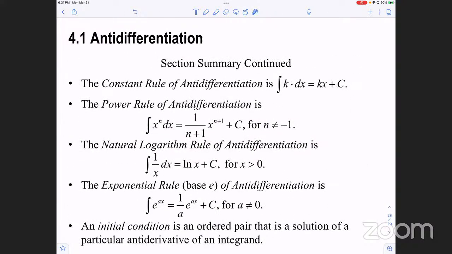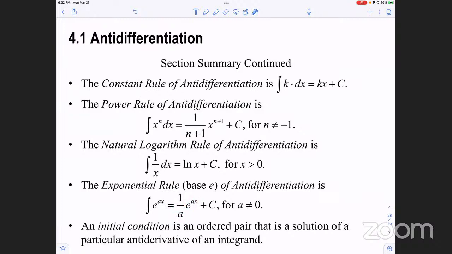The rules of antidifferentiation: the integral of a constant is going to be basically kx plus c. The power rule, the integral of a power is going to be x to that power plus 1 over that power plus 1, plus c, right? Again, where that power is not equal to -1. The natural log, if that power is -1, like x to the -1, then the integral is going to be the natural log. And then the integral of e to the ax is itself divided by that a that you see there, right?